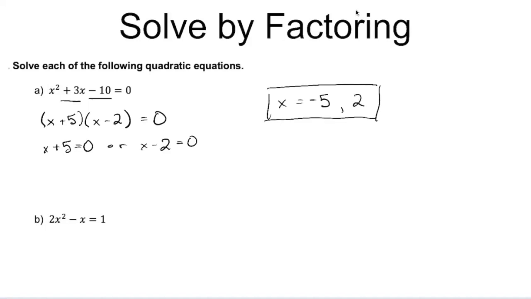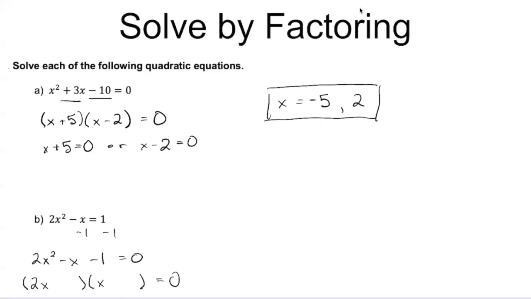Now for the next one, we have to take the step of zeroing out the right-hand side. So we know that we have to subtract 1 from both sides, leaving us with 2x squared minus x minus 1 equaling 0. So we know we have 2x and we know we have x because 2x times x is 2x squared. Now I also know that given that my last term is negative 1, I'm going to have a positive 1 and a negative 1 in the parentheses.